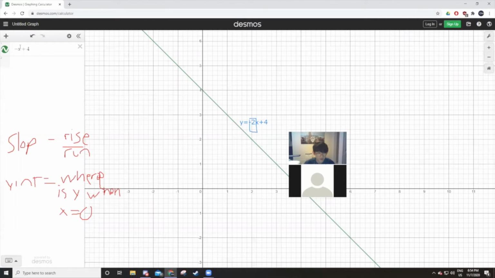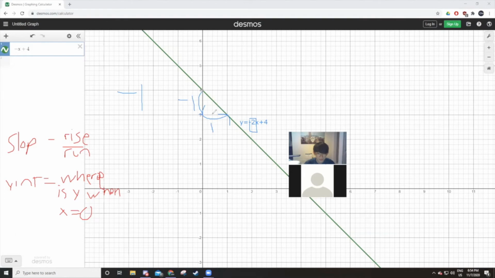So to adjust this, you just have to make it go down by 2 every time instead of just 1. So for this example, it goes down by, well, it goes up by -1. You should say it like that, mathematically. And it runs 1. So the slope would be -1.